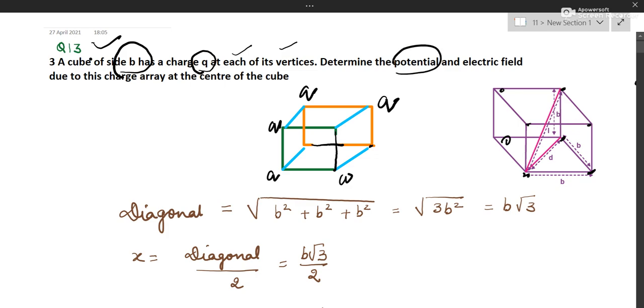So we have to find out the potential at the center of the cube. And the field is also to be found. Potential is also to be found at the center of the cube.